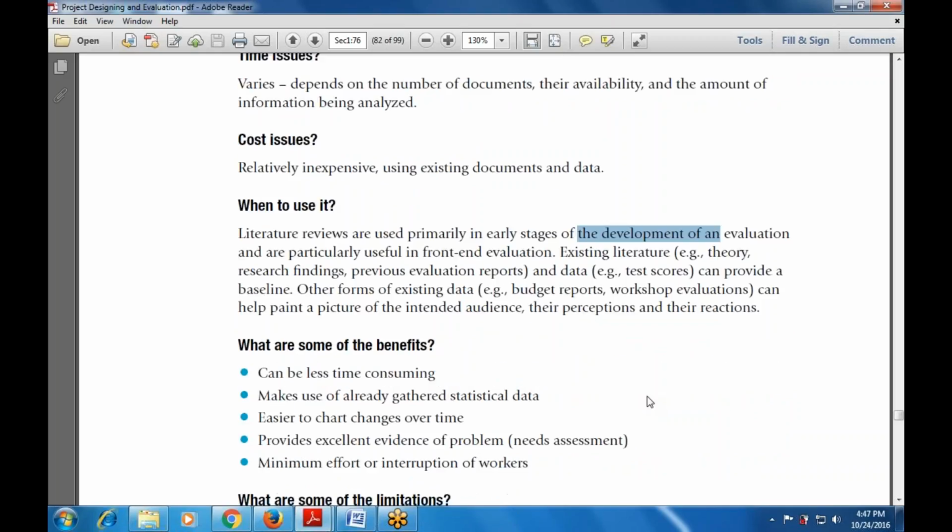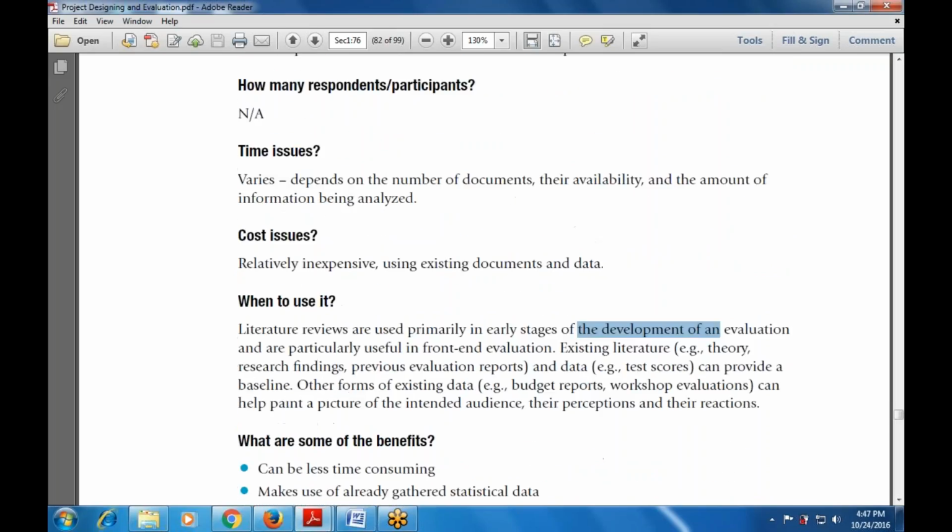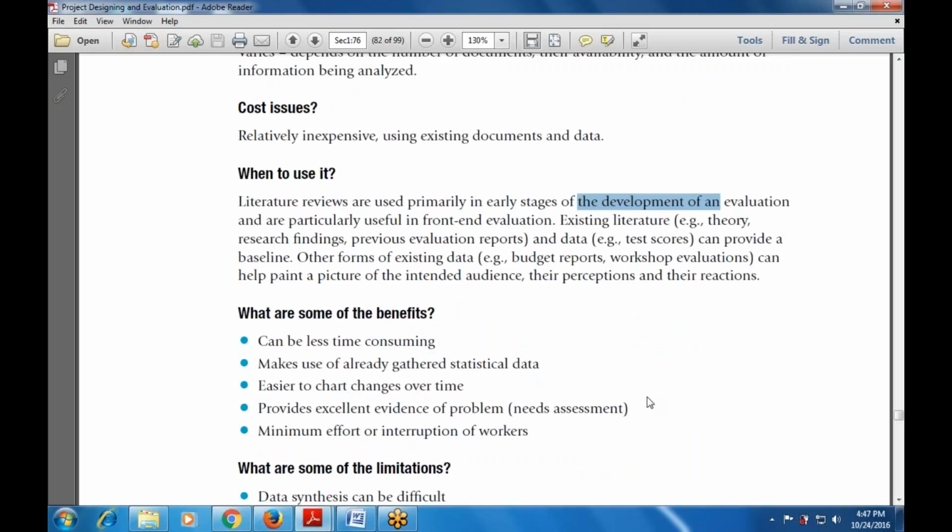Then what are some of the benefits of the literature review? It can be less time consuming. It makes use of already gathered statistical data. It is easier to chart changes over time.